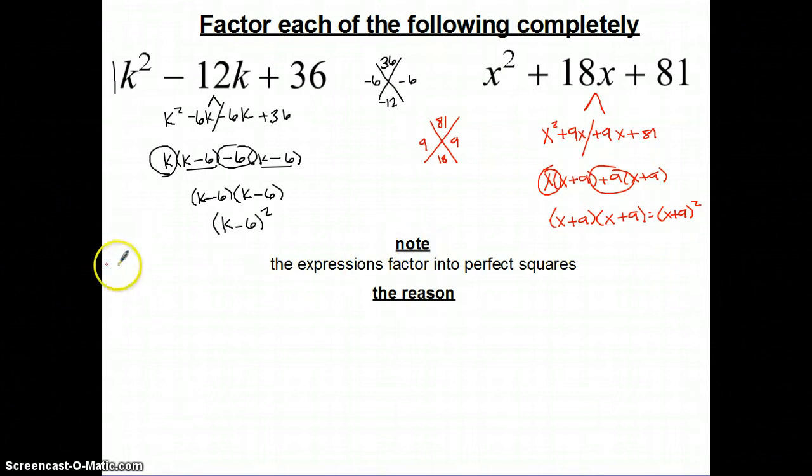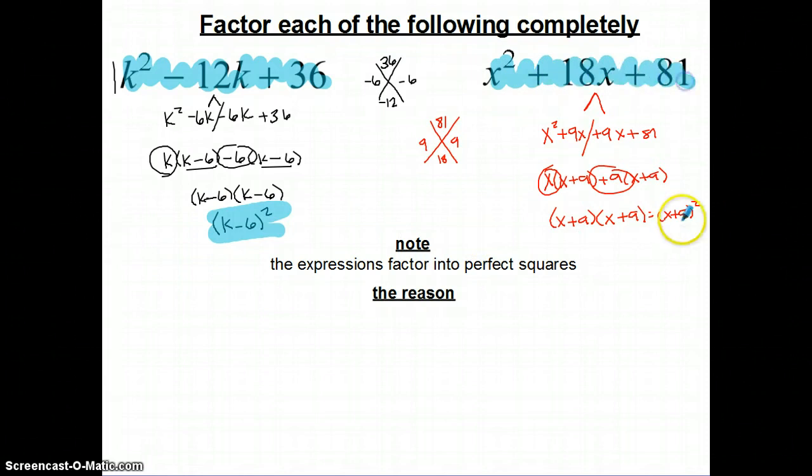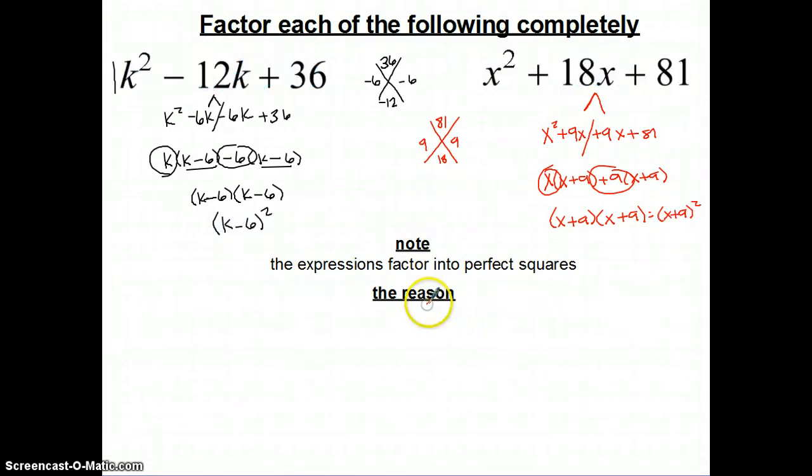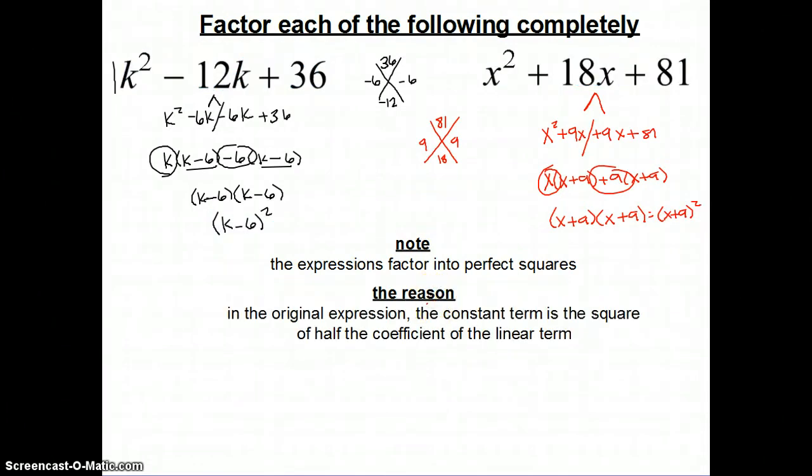Note, the expressions factor into perfect squares. So this original expression that we had factored into a binomial squared. And again on the right, this original expression that we had factored into a perfect square. The reason for this is, in the original expression, the constant term, that would be this 36, is half the coefficient of the linear term squared.